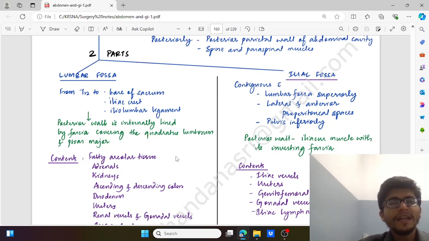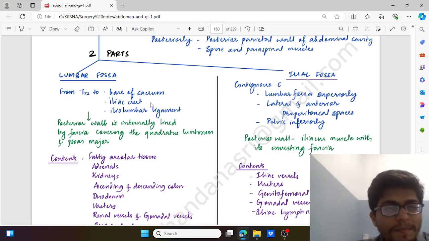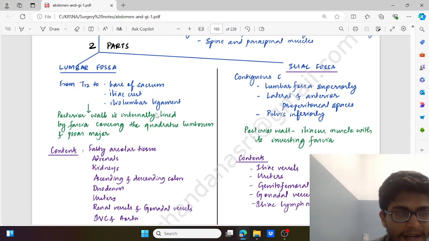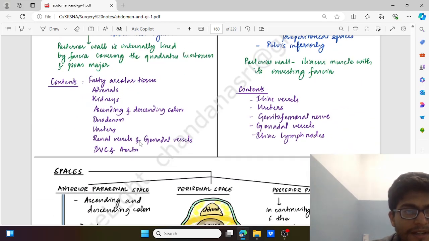The upper part is the lumbar fossa, which extends from T12 to the base of the sacrum, the iliac crest and the iliolumbar ligament, and it is lined posteriorly by the fascia covering the quadratus lumborum muscle and the psoas major muscle. So what are the contents? It contains areolar tissue, the adrenal gland, kidneys, the ascending and descending colon, duodenum, ureters, renal vessels and gonadal vessels, IVC and aorta. So these are the contents.